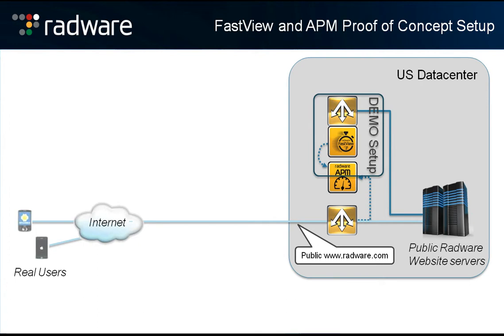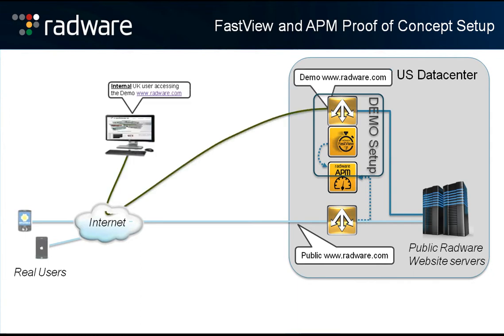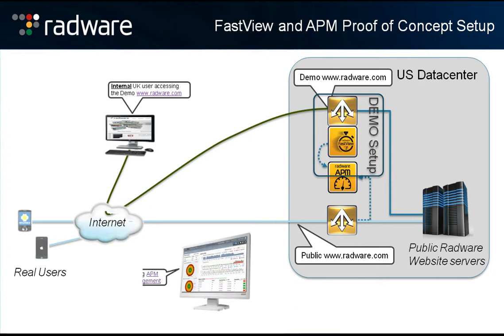The Fastview machine with the embedded APM will send its data to the existing reporting engine already in use by the production Radware.com site. To generate traffic for the demo setup, I have configured my own PC, changing its host file so that when browsing the Radware.com website, my requests and responses will be directed through our demo setup. In addition, I will also access the APM reporting tool in order to monitor the SLA of the provided demo setup.